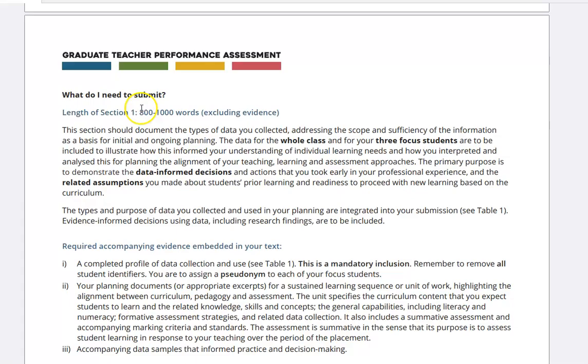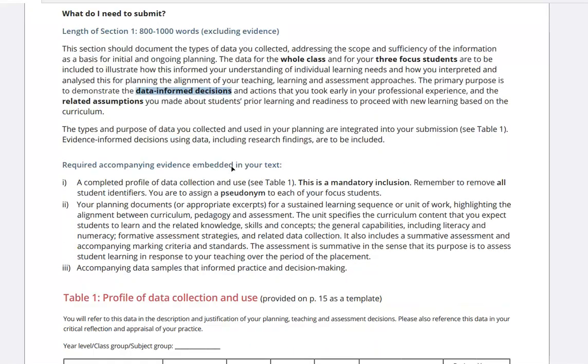Now, it gives 800 to 1,000 words, but can I suggest you might want to spend more than that on the first section, because sections 1 and 2 particularly set up the whole thing here. Notice the word count: any evidence you embed or annotations you write is not included in the word count. It talks about you need to collect data for the whole class and your 3 focus students. And the purpose is so you can then make data-informed decisions about that.